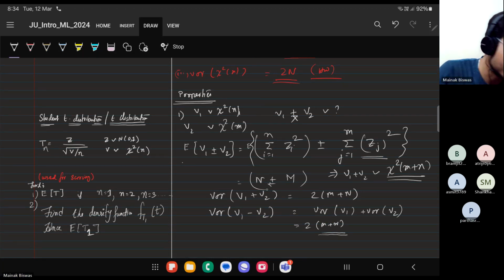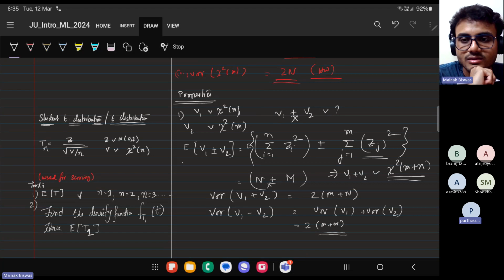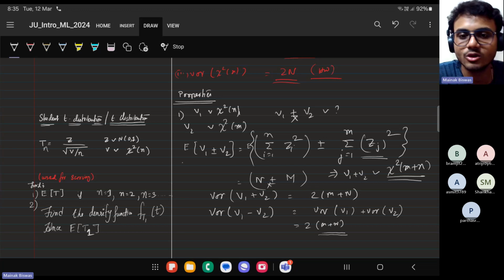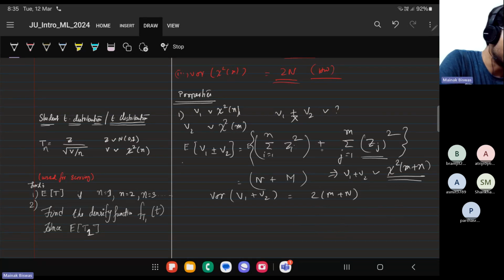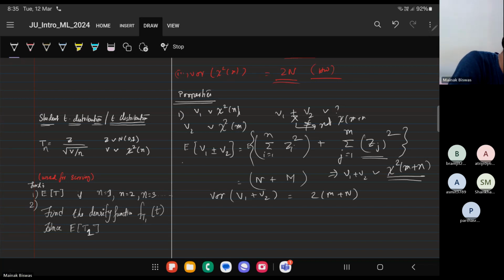Is there any name for the minus one? There is no name. I don't know what the distribution is. You have to find it using MGF. So we'll leave out the minus for the time being. Just consider plus. For simplicity, we'll just consider the plus. I just wanted to show you the minus case. So minus is not a chi-square, not chi-square m plus n or chi-square m minus n. Neither of these. Okay.